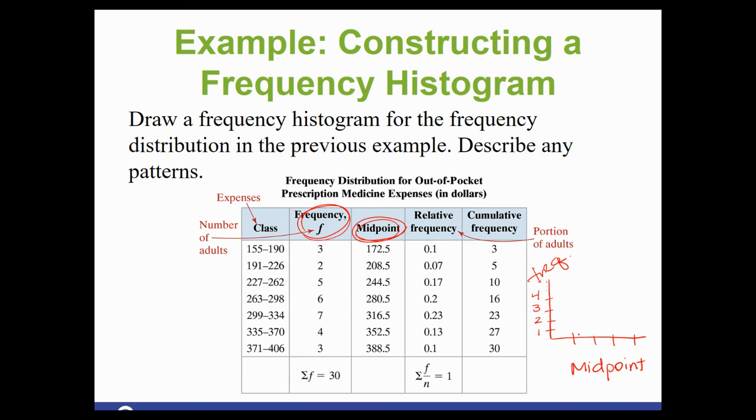So your first class had a midpoint of 172.5, and it had a frequency of 3. It would have gone up to where that 3 is. Your second row had a midpoint of 208.5. It would be touching that line, and it would have gone up to a 2. And then you could repeat this pattern to make each one of your bars. Again, they should be touching as you go.